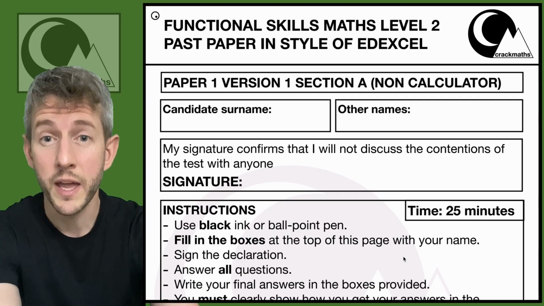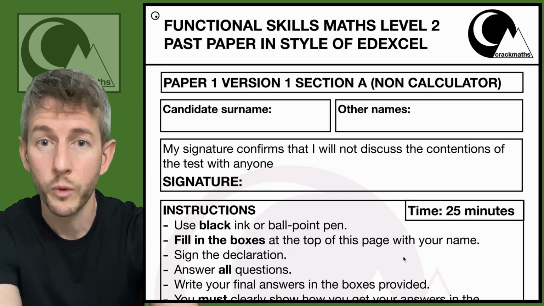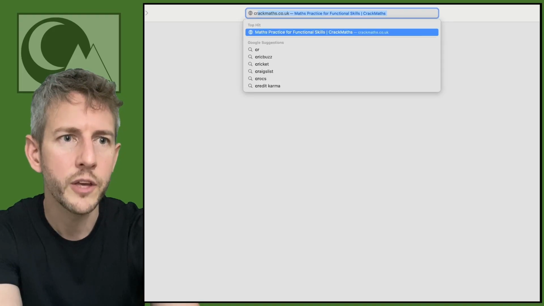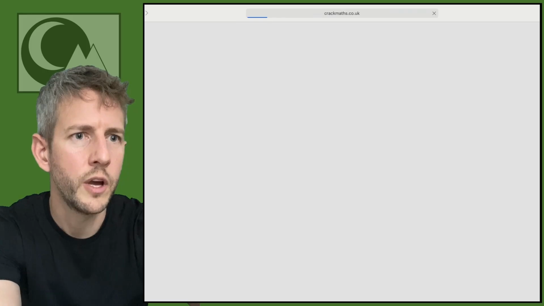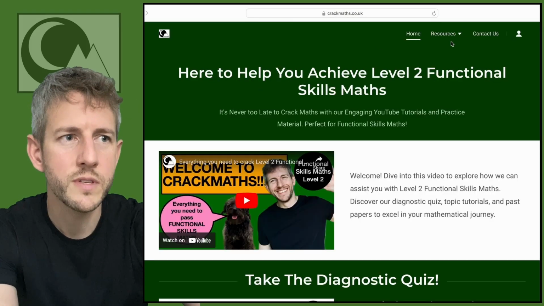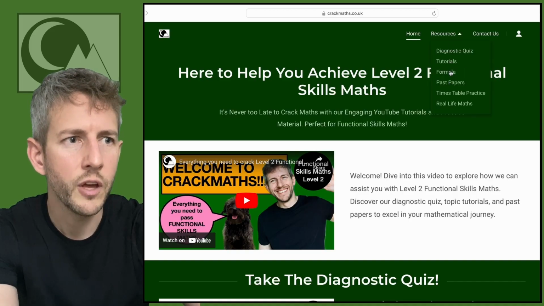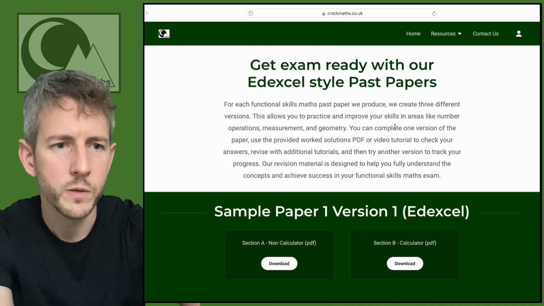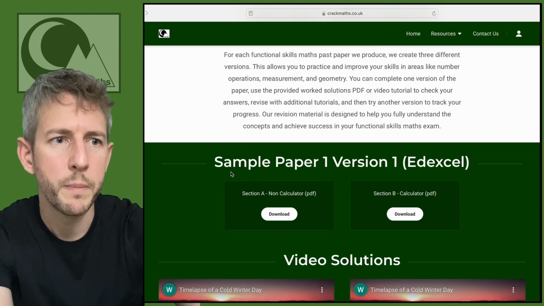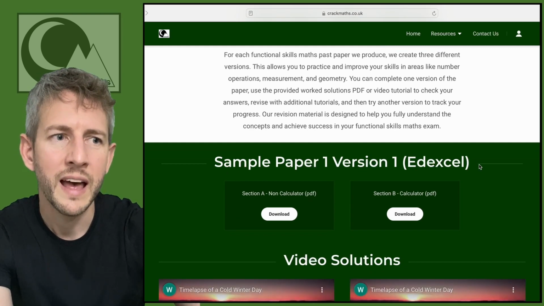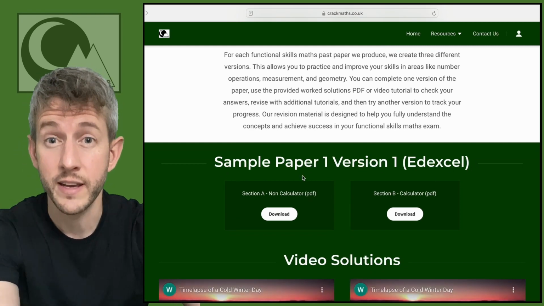If you want to get this paper to download to have a go at and work along with me, you can simply go to crackmaths.co.uk, and if you go to the resources section, which you can find here, go to past papers, and you'll see here it is, sample paper 1, version 1, and this is in the style of Edexcel.